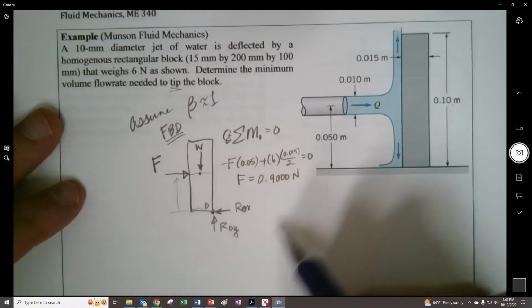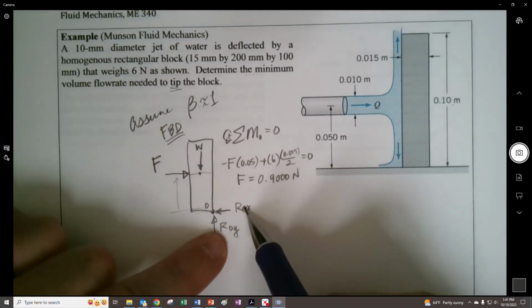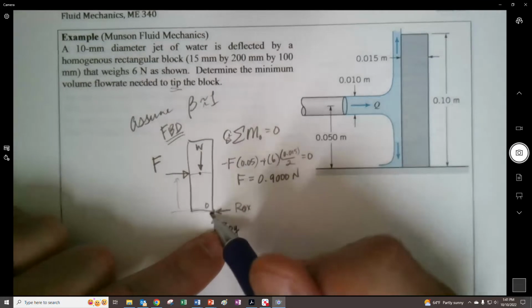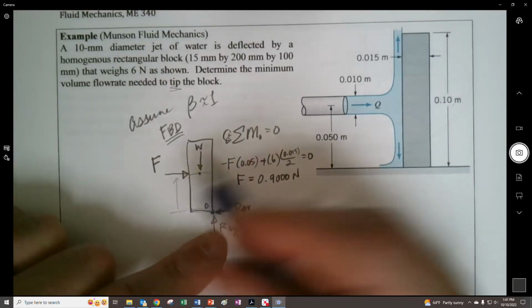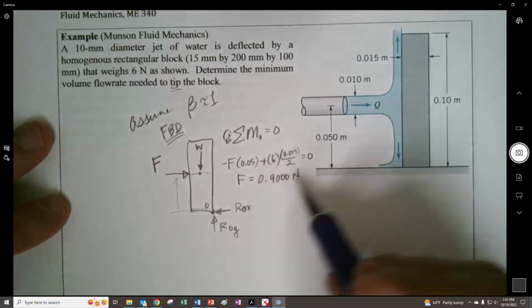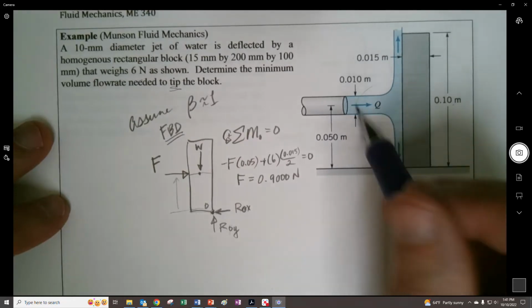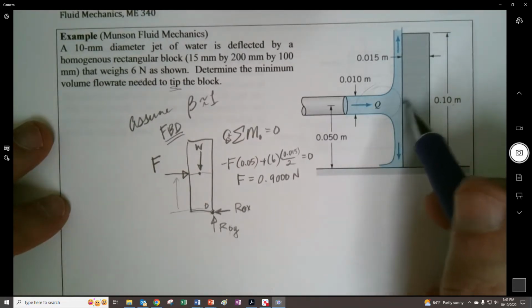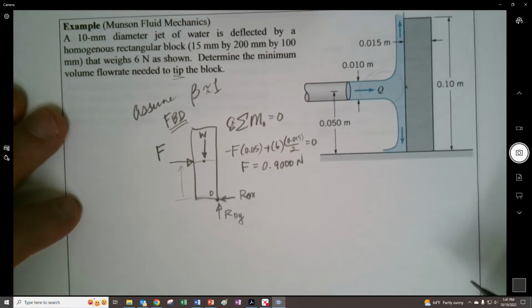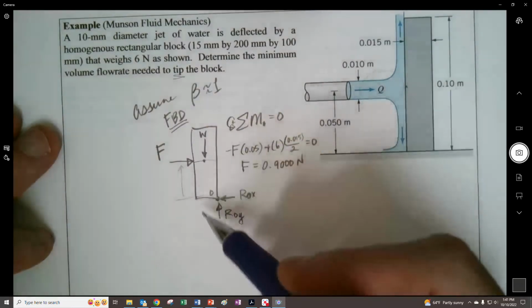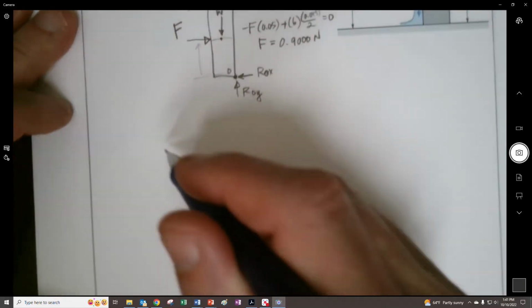We didn't need to find the reactions, but we could find what they're equal to. That doesn't matter. What we really care about is what this F is going to be. So F is the force because of the flow that's happening right here. That's just some statics. Let's do the fluids portion of it.